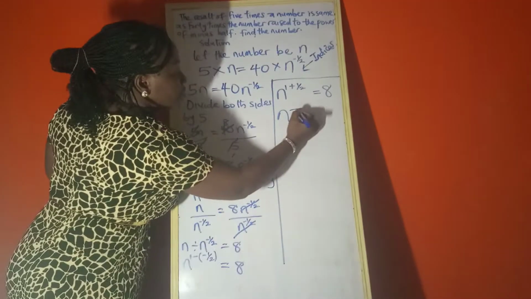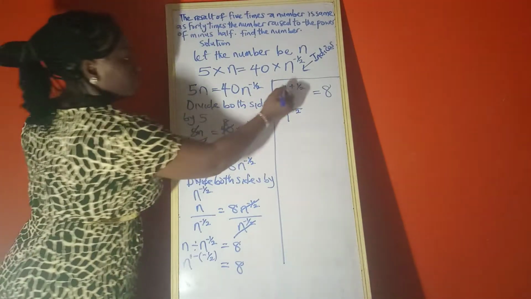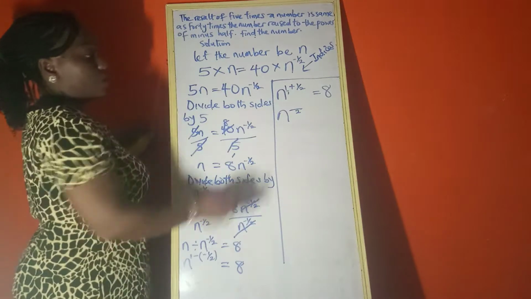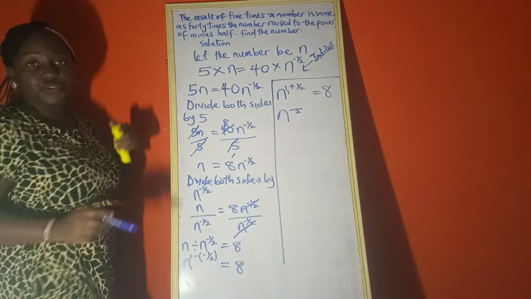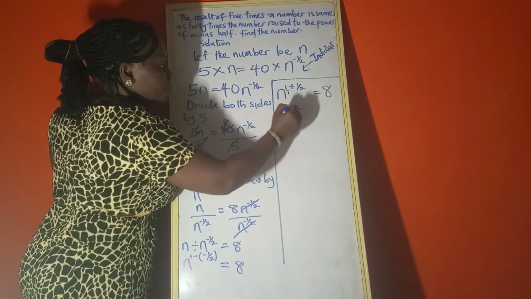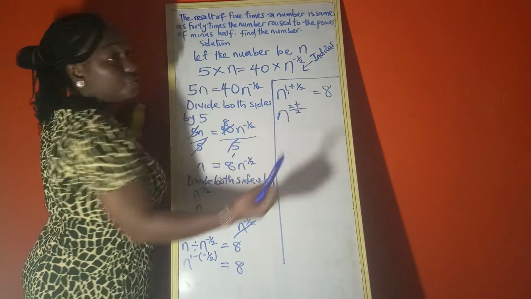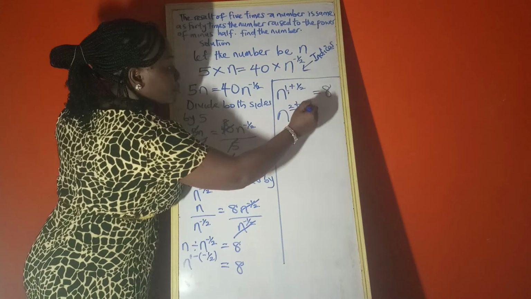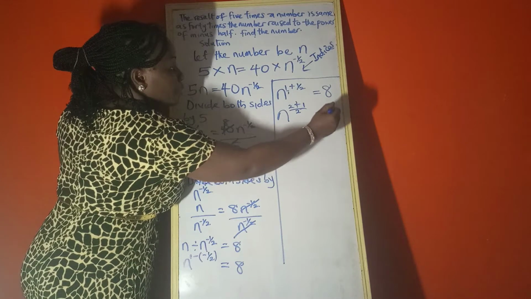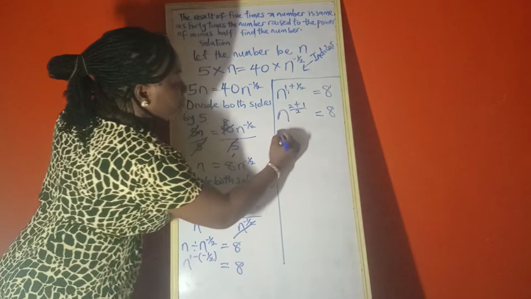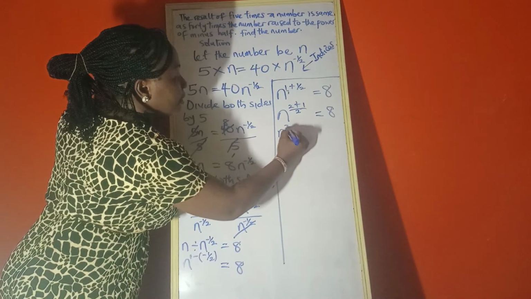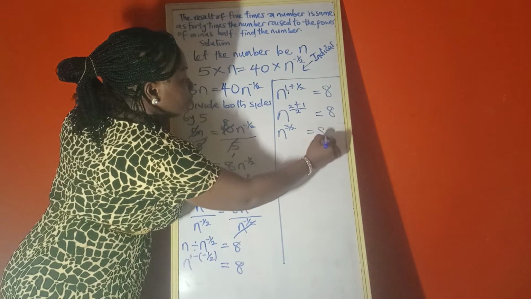Our LCM is 2. 2 divided by 1 is 2. 2 times 1 is 2. Plus 2 divided by 2 is 1. 1 times 1 is 1, which equals to 8. And so therefore, I get 3 over 2 equals to 8.